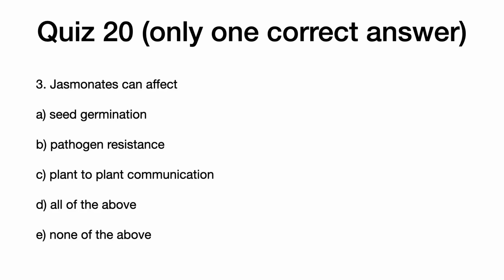3. Jasmonates can affect A. Seed germination, B. Pathogen resistance, C. Plant-to-plant communication, D. All of the above, E. None of the above.